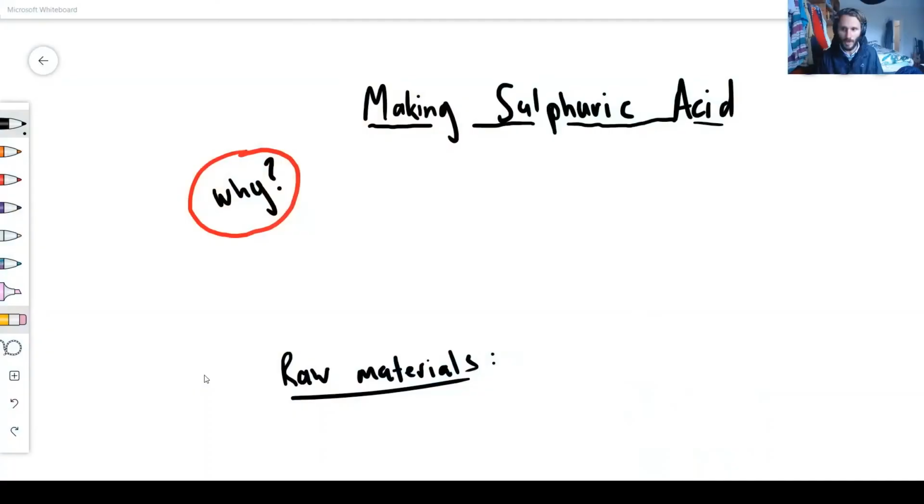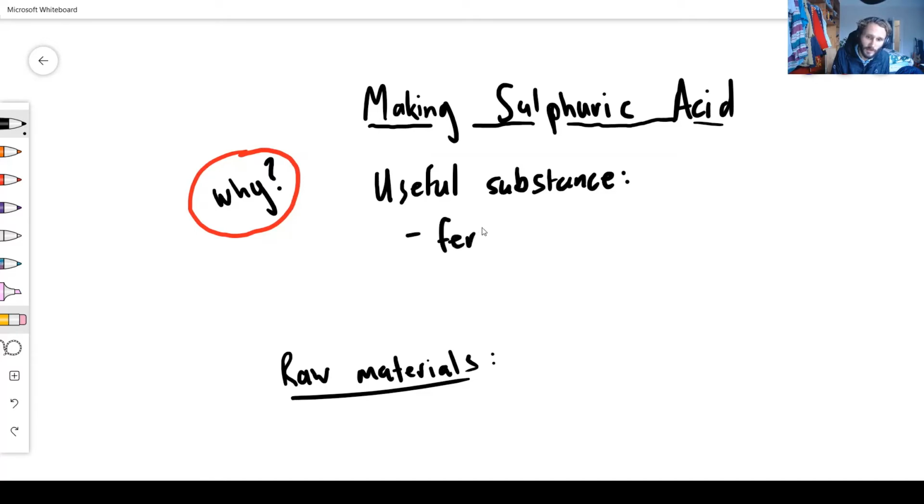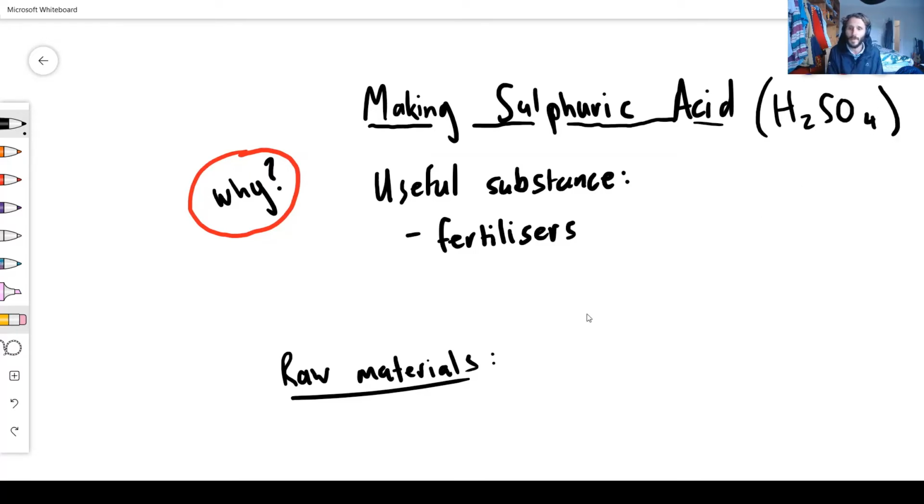Let's get into it. Okay, so making sulfuric acid, why do we make this? The reasons are, number one, it's useful. What is it useful with? Well, it's useful with fertilizers. It's actually used in the Haber process. We didn't get too into it because it's quite technical, but they actually use sulfuric acid. On a side note, sulfuric acid's chemical formula is H2SO4. You're just going to have to remember that one.